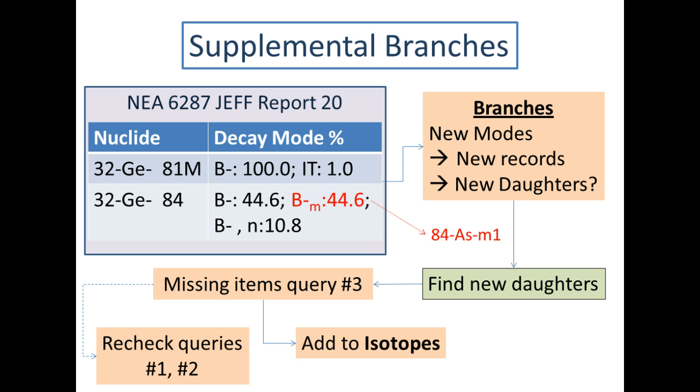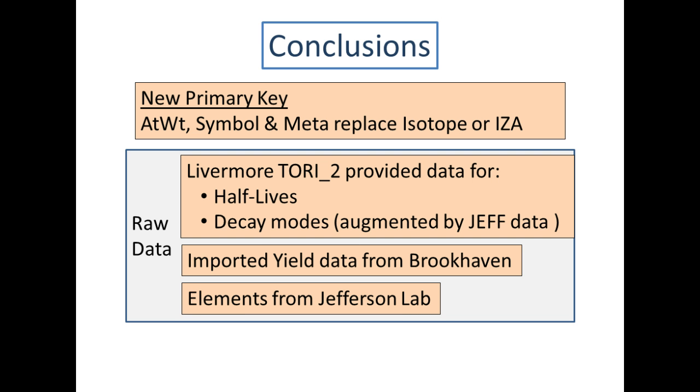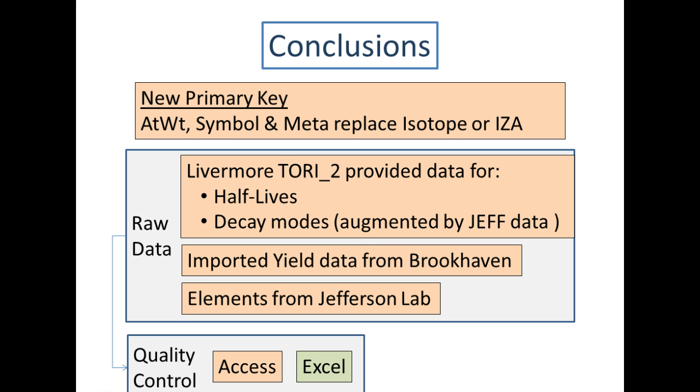Finally, we get to the check we have been aiming for all along. Do all the branching ratios add up to 100%? There are a couple of rounding errors, but otherwise, yes. In conclusion, I made a major change in the primary key with respect to previous episodes and the original database imported from Lawrence Livermore. That database, after a bit of reformatting, provided the raw half-life data numbers and most of the branching data. The yield data came from the 30 files of the Sigma database at Brookhaven. I did a variety of quality control checks, hopefully enough.